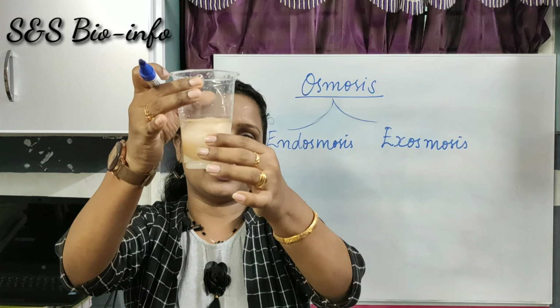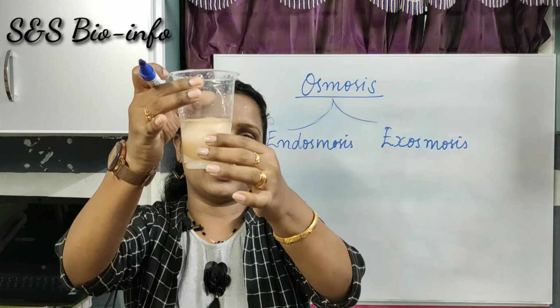Is it clear now? Then let's understand the conditions required for osmosis. The two conditions required for osmosis are: first one, a selectively permeable membrane. Second one, a concentration gradient or water potential gradient. These two conditions were present in the previous activity. Semi-permeable membrane, the egg membrane acted as semi-permeable membrane.